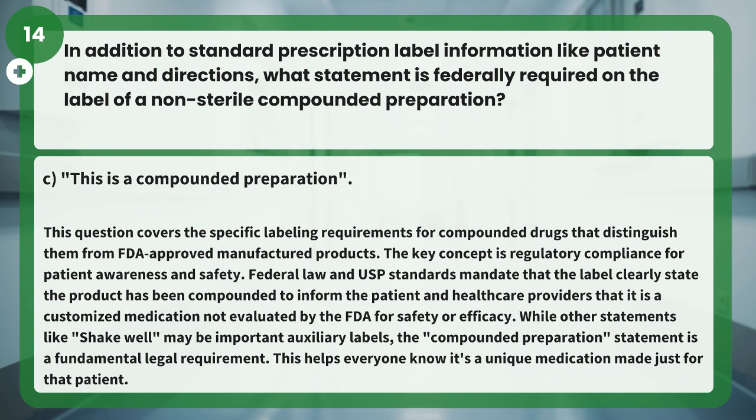Answer: C. This is a compounded preparation. This question covers the specific labeling requirements for compounded drugs that distinguish them from FDA-approved manufactured products. The key concept is regulatory compliance for patient awareness and safety. Federal law and USP standards mandate that the label clearly state the product has been compounded to inform the patient and healthcare providers that it is a customized medication not evaluated by the FDA for safety or efficacy.